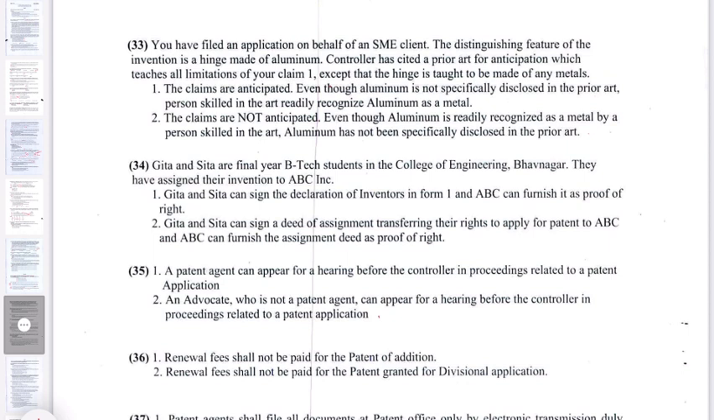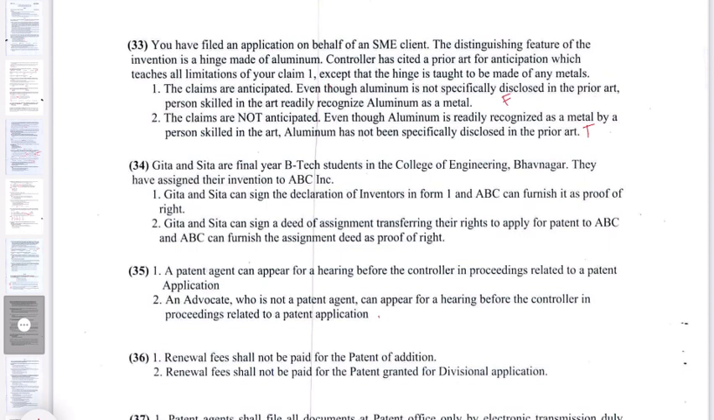And the second sentence is: the claims are not anticipated even though aluminium is readily recognized as a metal by a person skilled in the art. Aluminium has not been specifically disclosed in the prior art. This is true. So the correct option is B. First is false, second is true.